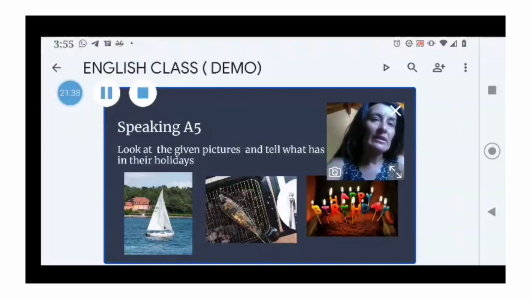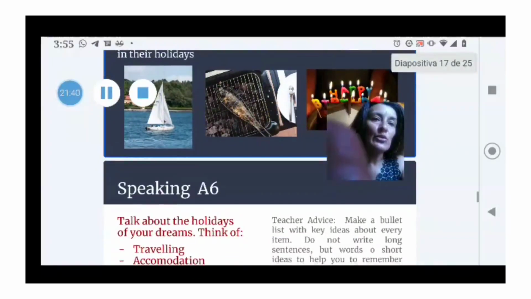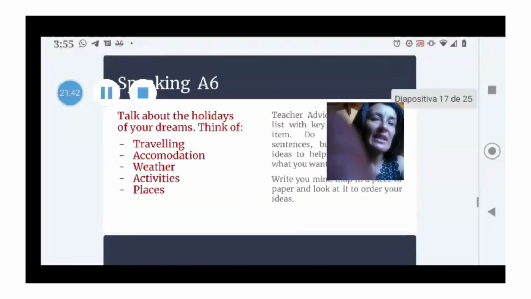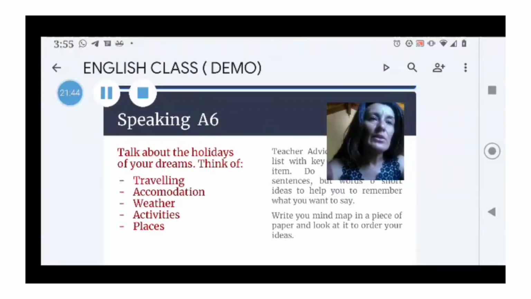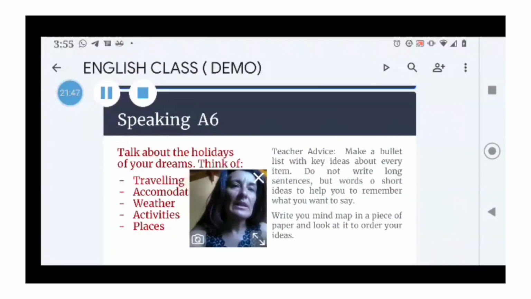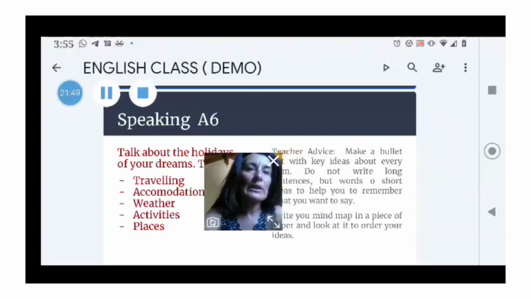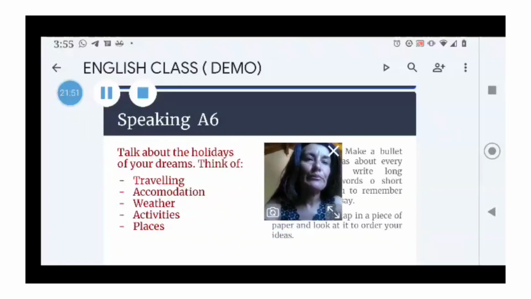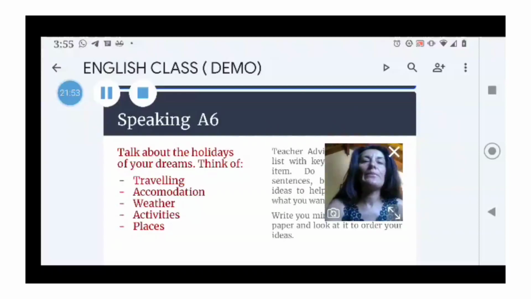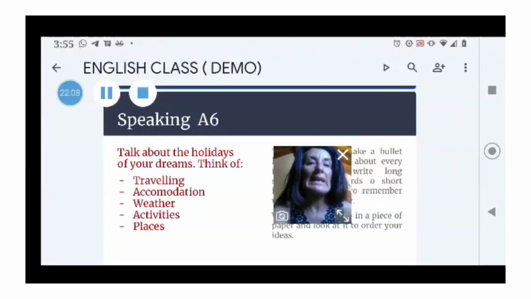We are in activity 5. I like to introduce short activities but very dynamic, making the students practice all the skills. In this speaking part, we continue with the speaking. Students will talk about the holidays of their dreams, and they might think of traveling, accommodation, weather, activities, and places.